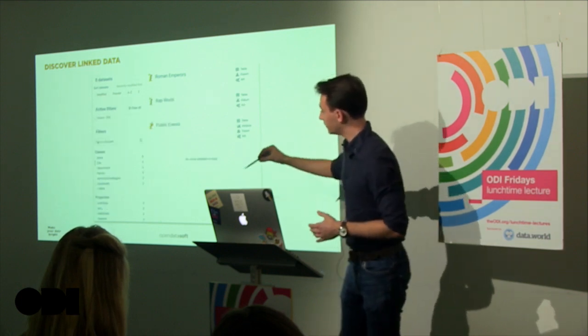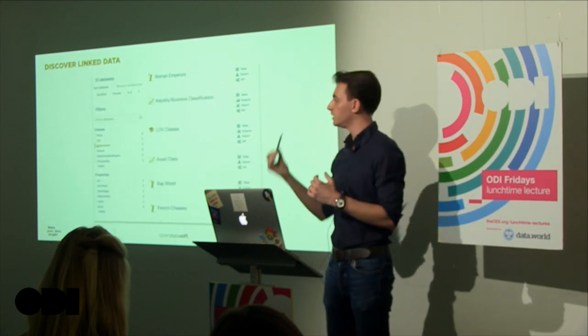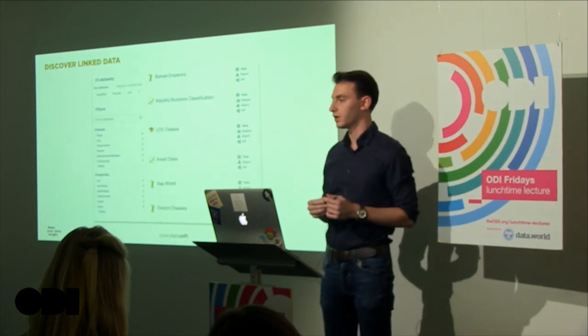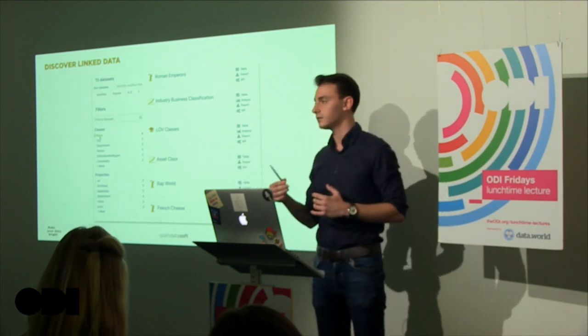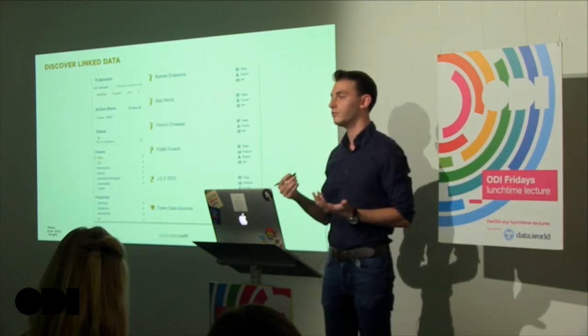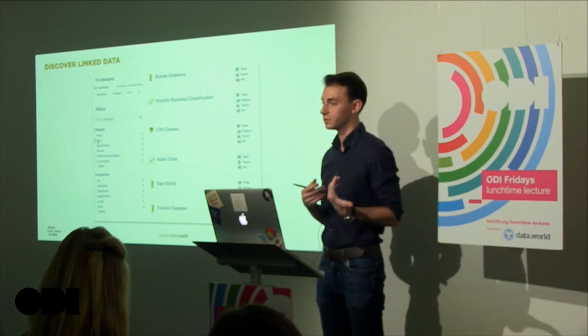And you can do the same thing with properties. So it means a relation between resources. So for example, you will be able to show only datasets that contain the age of a person or the price of an object, for example.